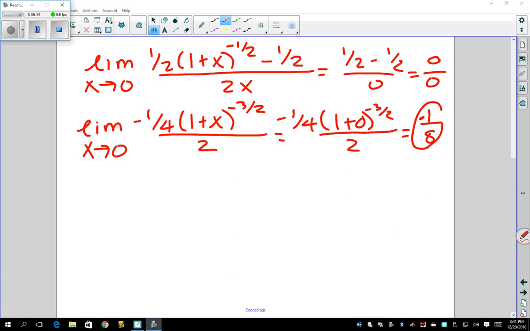And again, we can do this however many times it takes us to get to a point where we can actually plug in whatever limit we're taking.